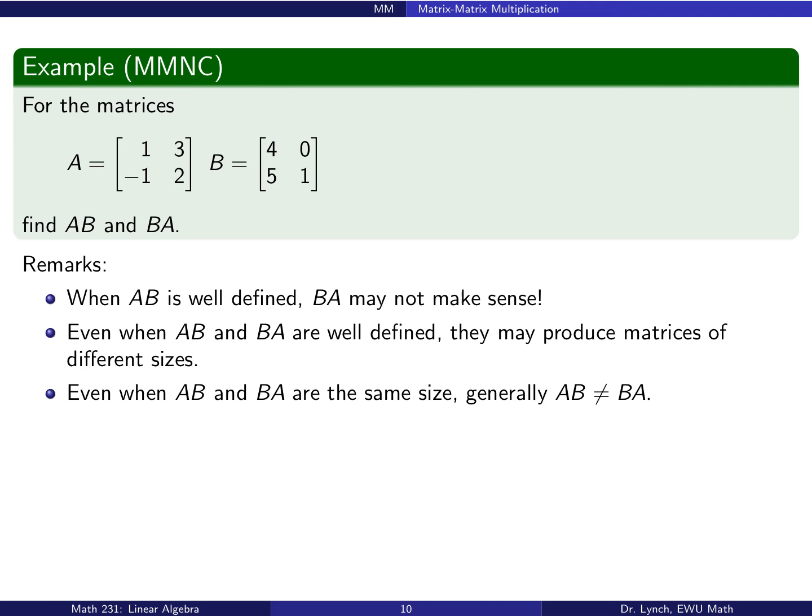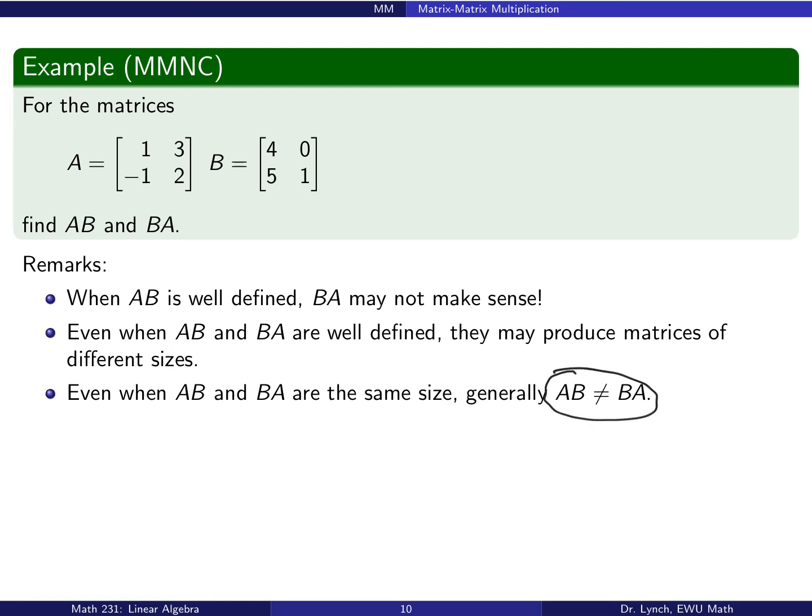Now, of course, when they are both defined, it may be the case that A and B have different sizes. Of course you can't talk about matrix equality for matrices of different sizes, but even when they're the same size, it's generally true that matrix multiplication is not commutative. In other words, AB is not equal to BA.